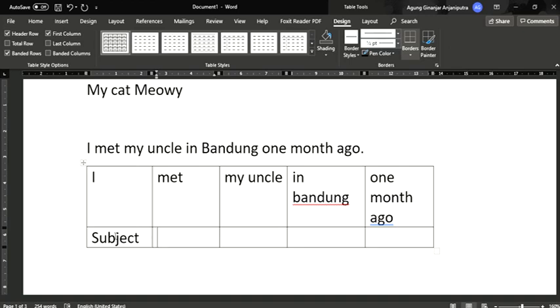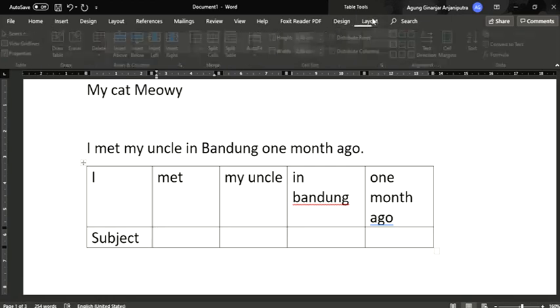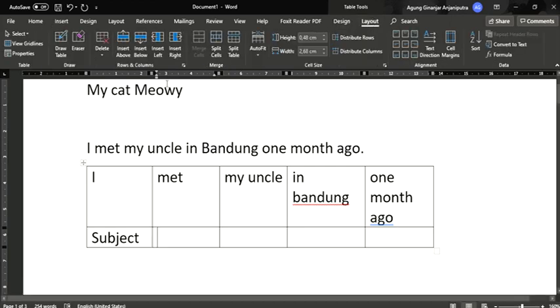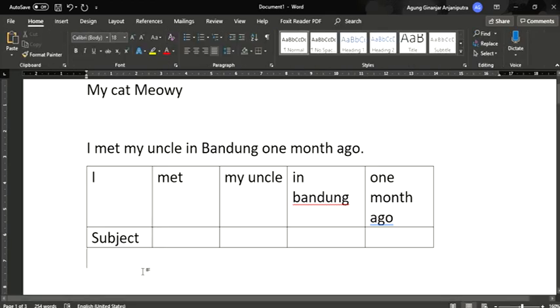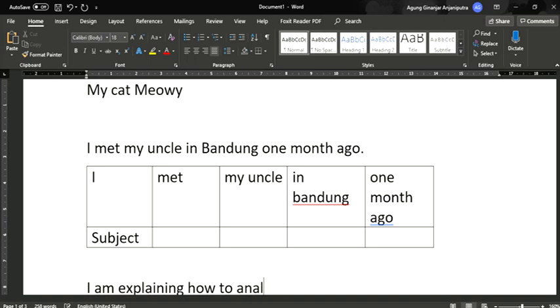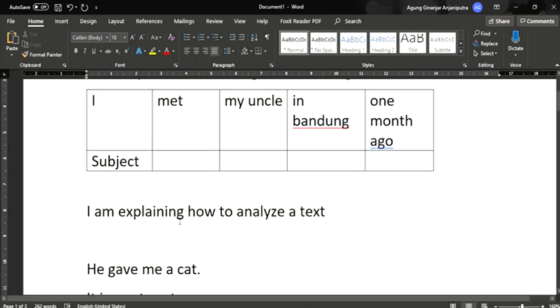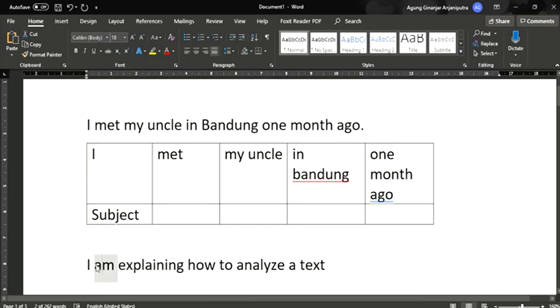In a verbal group, there can be a finite and a predicator. If there is only one word in a verbal group, then it functions both as finite and predicator. But if there is more than one word in the verbal group, the finite always comes first. For example, if I say, I am explaining how to analyze a text, this verbal group consists of two words. So the finite must come first. So am is finite and explaining is predicator.